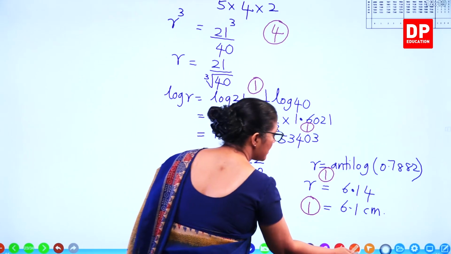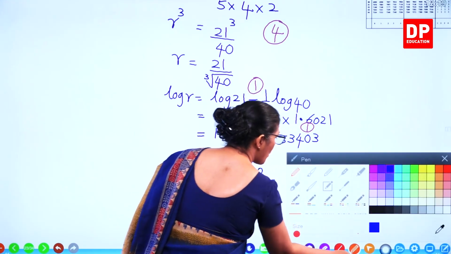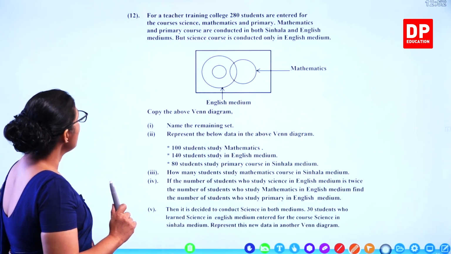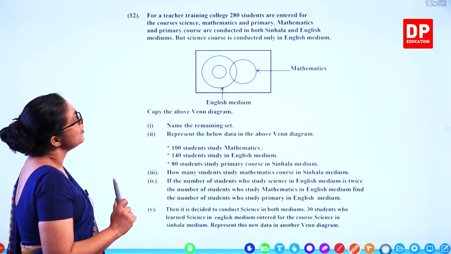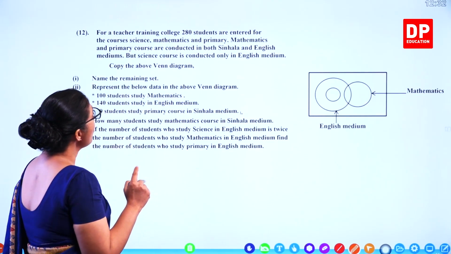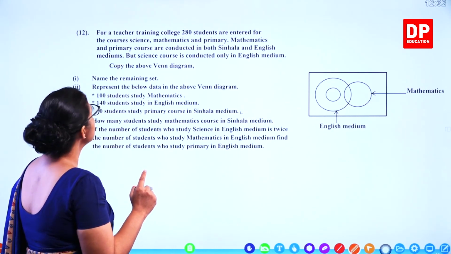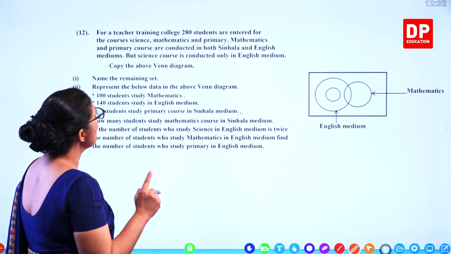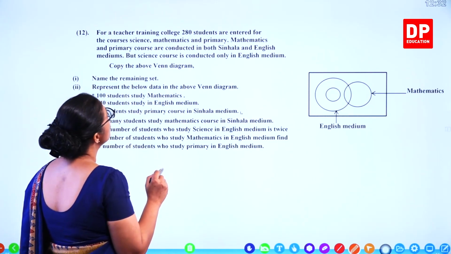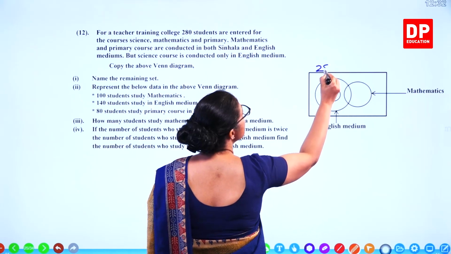So let's take the last question, question number 12. That's a set question, Venn diagram and sets. So here you get 5 parts, so we'll do them separately. For a teacher training college, 280 students are entered for the courses Science, Mathematics and Primary. So here 280. So 280 comes here.